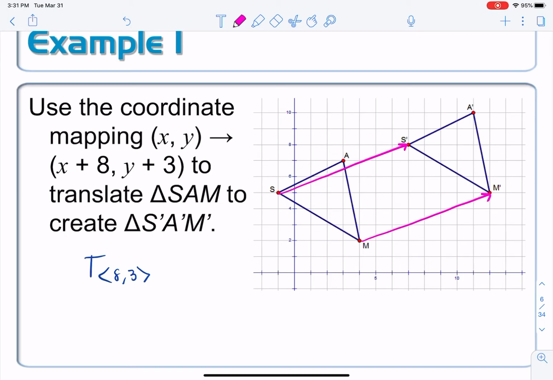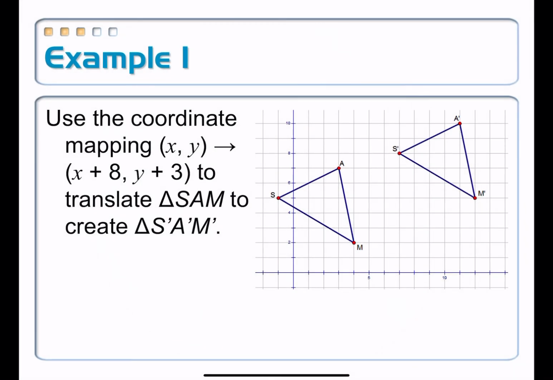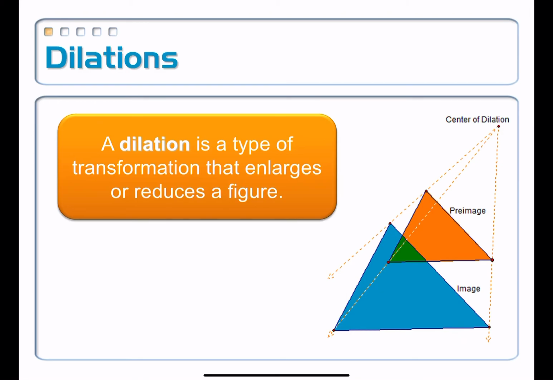Now you can break this vector down into its horizontal and vertical components. The horizontal component down here, of course, would be 8 units to the right, and its vertical component there would be 3 units up. Okay, just a refresher of some transformation stuff that we've done in the past. But this lesson specifically is about dilations. So a dilation, instead of just, say, scooching left, right, up, and down, and reflecting and rotating, a dilation is a type of transformation that's going to either enlarge or reduce our figure.